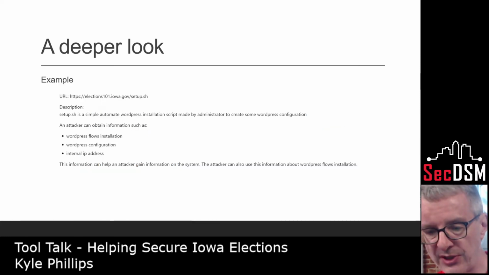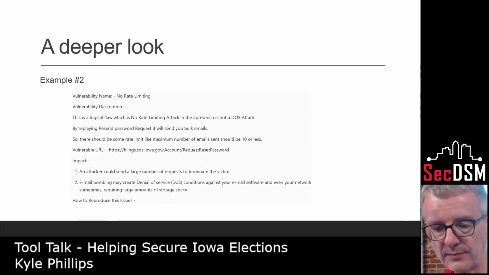So I have four examples to share with you tonight. This one here is actually the most recent. The security researcher found, on one of the sites that is within scope, elections101.iowa.gov, a bash script that was publicly exposed, which the script itself couldn't be executed, but did reveal some sensitive information, like passwords, for example. So that one was pretty easy for us to clean up, just deleting a file.